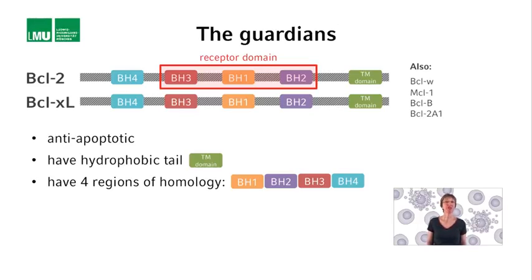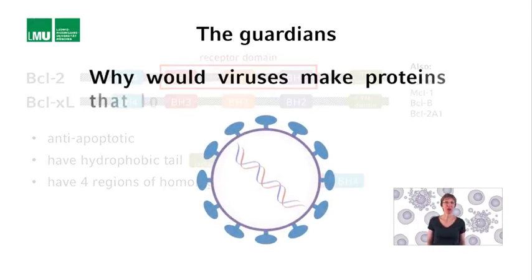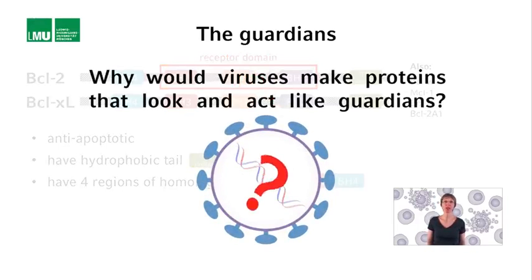By the way, viruses invade cells in order to exploit the cellular machinery within those cells for their own reproduction. Some viruses make proteins that look and act like the mammalian guardians. Why do you think they are making such proteins?